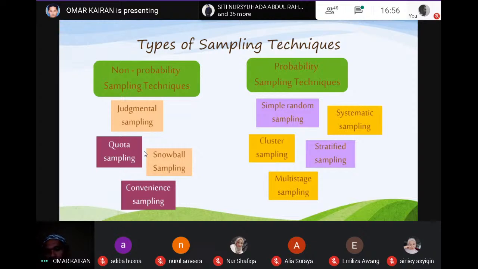So actually that is the way non-probability sampling can be implemented. Okay. So itu non-probability sampling techniques and probability sampling techniques. Kita akan discuss one by one the sampling techniques, for each of probability and non-probability sampling.